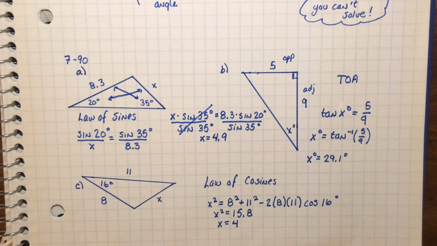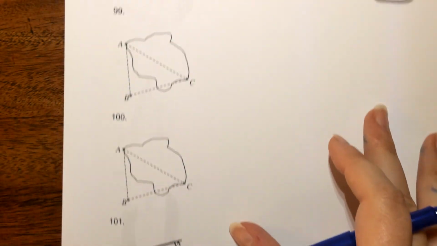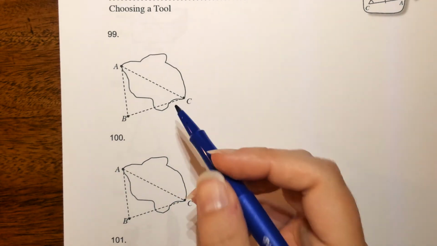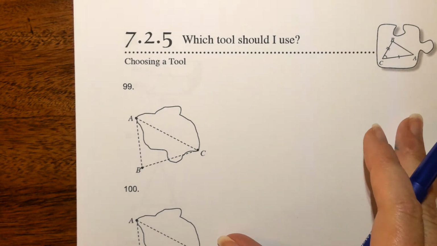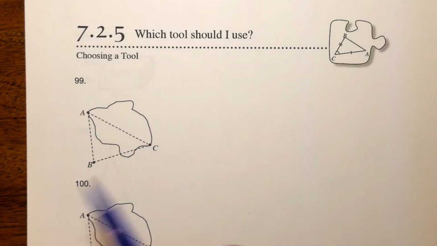Now we're going to move to the resource page, and the first 4 are extremely easy. They are just like number 90, so you need to figure out which tool to use. So let's read the problem and we'll label it and decide which tool to use, and then I'm going to let you finish the problem and we will post an answer key so you can check your answers.